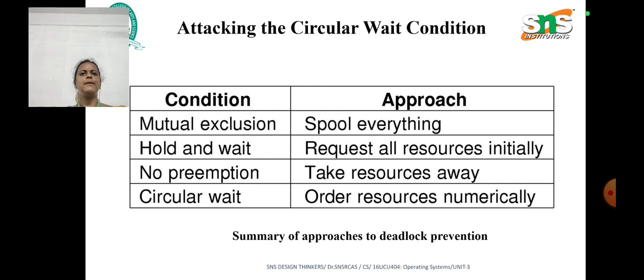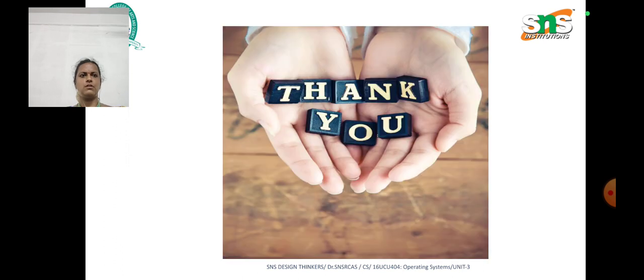So what are the conditions and approaches for waiting? Mutual exclusion: spool everything. Hold and wait condition: request all the resources initially. No preemption condition: take resources away. Circular wait condition: order resources numerically. This is a summary of approaches to deadlock prevention.